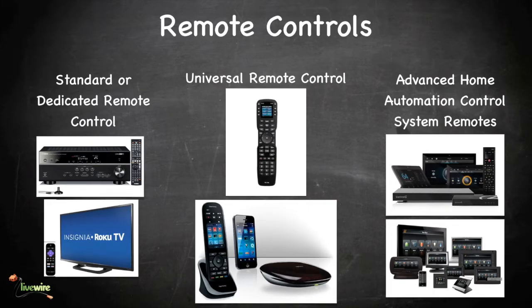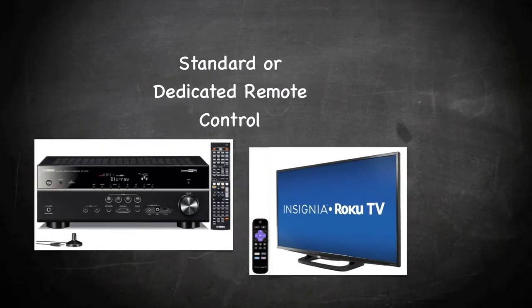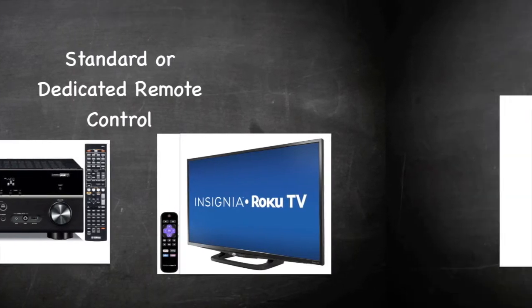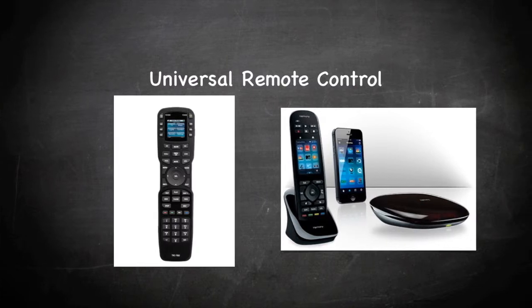Once you have installed all of the audio-video equipment, it's time to set up any remotes the client has chosen. There are 3 types of remotes we typically see and are programmed for our clients. The standard or dedicated remote control is the remote control that comes with the specific component. This of course isn't practical for a client that has multiple components in one room. The universal remote control is a basic remote used to control the audio-video devices in a room.